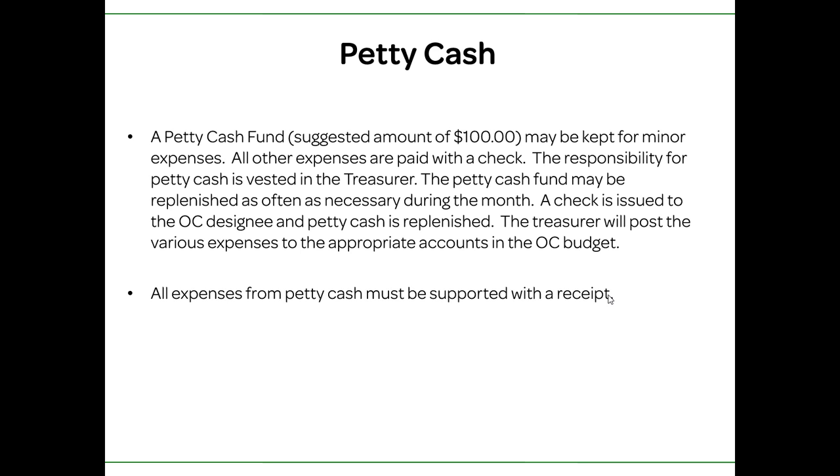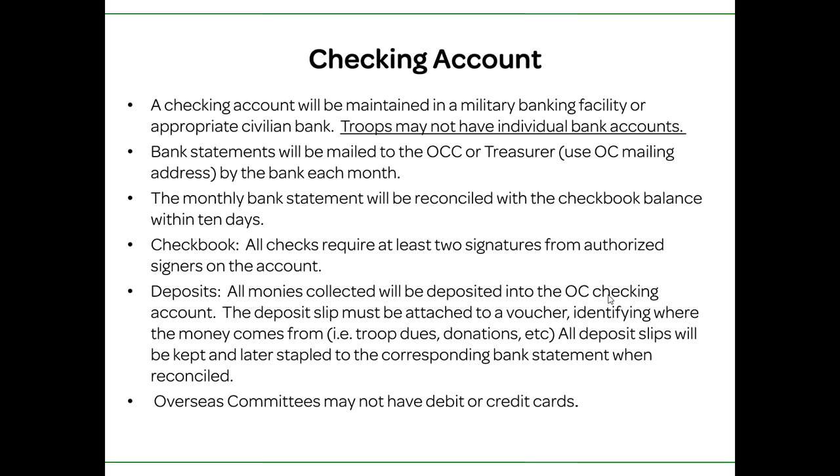Now, the treasurer will post the various expenses to the appropriate account in the Overseas Committee budget, and all expenses from petty cash must be supported with a receipt. Again, it's very important, the receipts. You need to have your paper trail so you have everything in place when you can do your year-end audit.